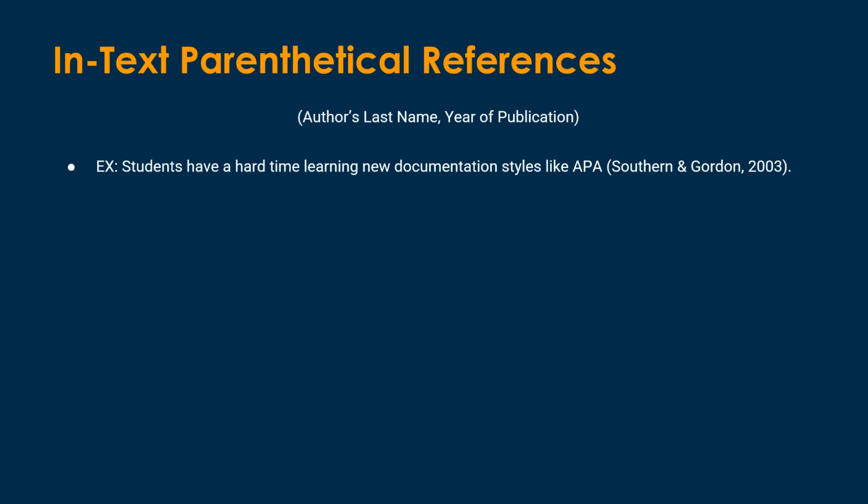Students have a hard time learning new documentation styles like APA (Southern & Gordon, 2003). Notice two aspects of this citation. The ampersand, rather than the word and, is used between the two authors' names, and the period comes after the citation. Now, let's look at some variations on this basic example.